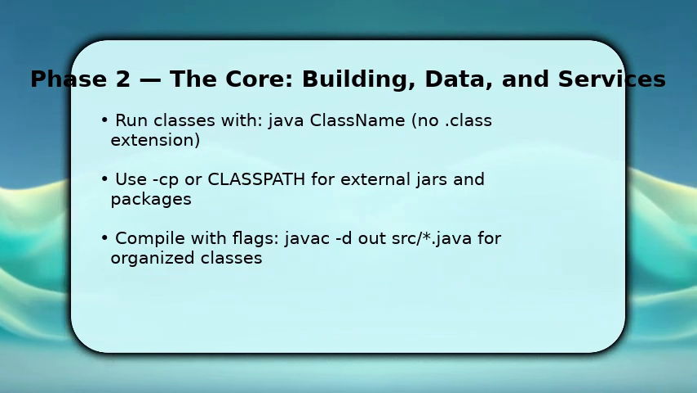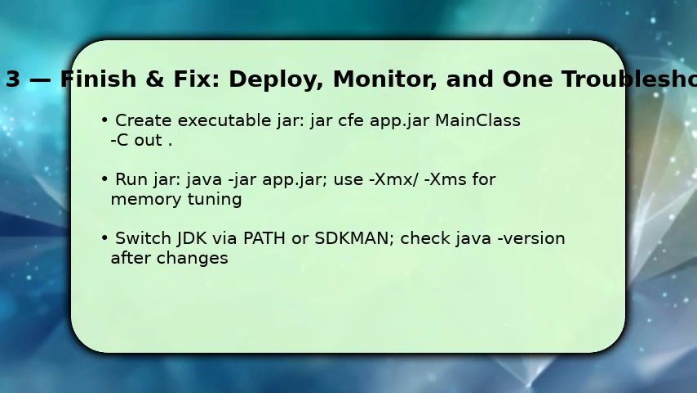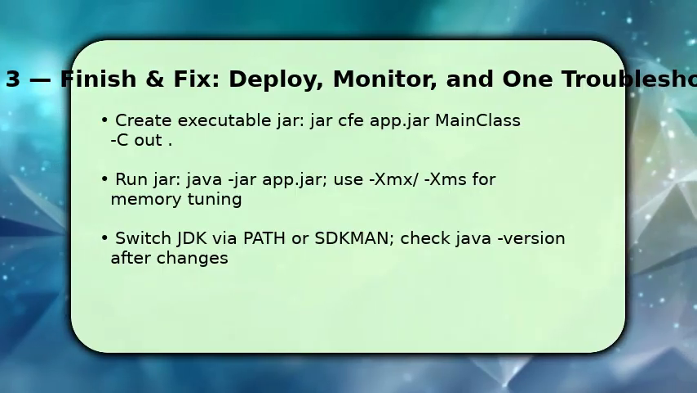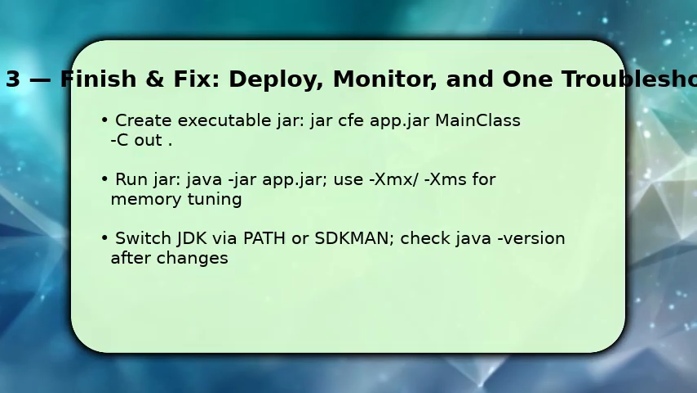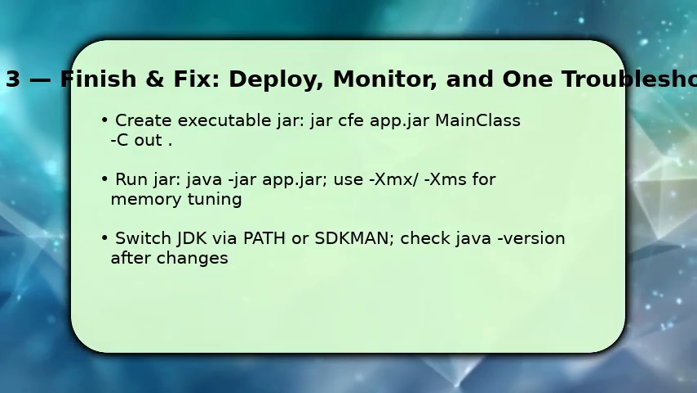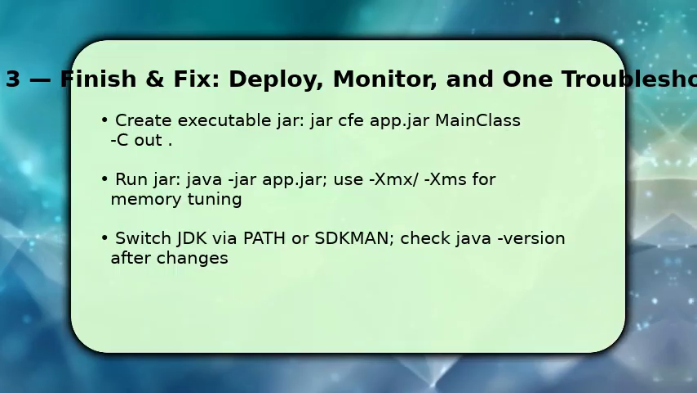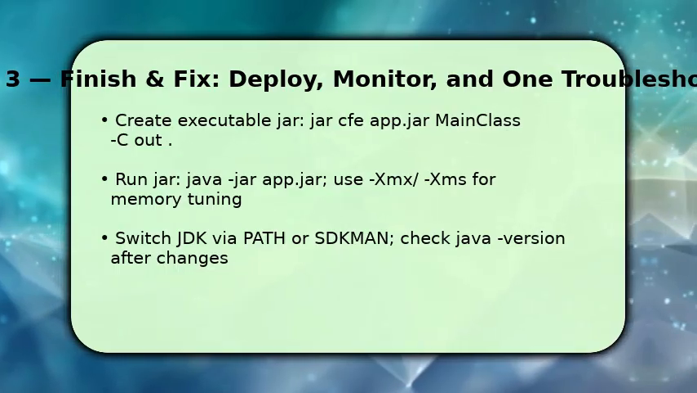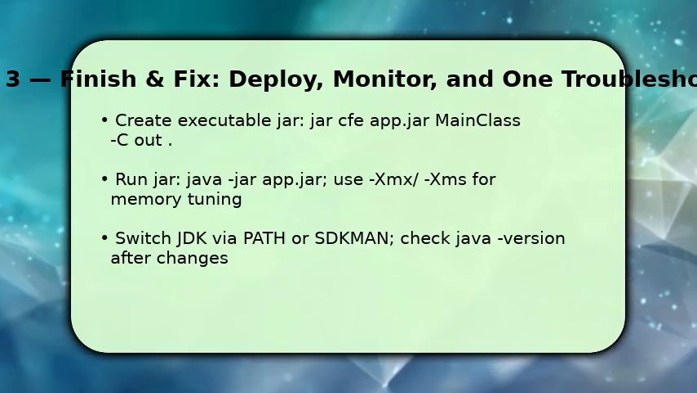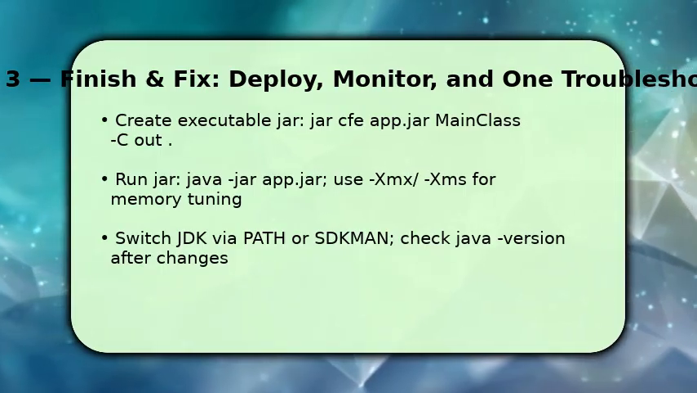to validate behavior. You finish by packaging and validating execution. Build an executable jar with jar cfe app.jar MainClass -C out ., then run it using java -jar app.jar. Adjust JVM memory via -Xmx and -Xms if you hit OOM errors.